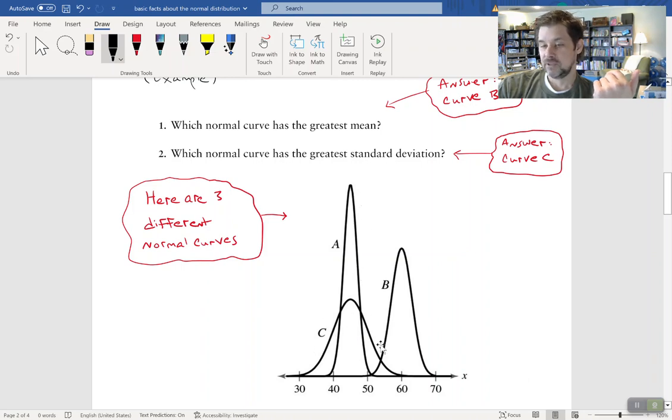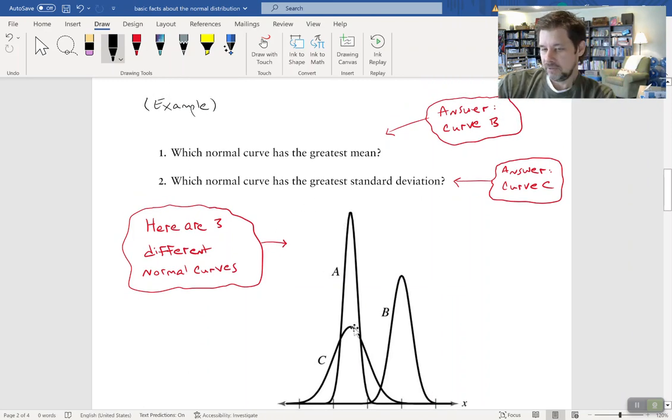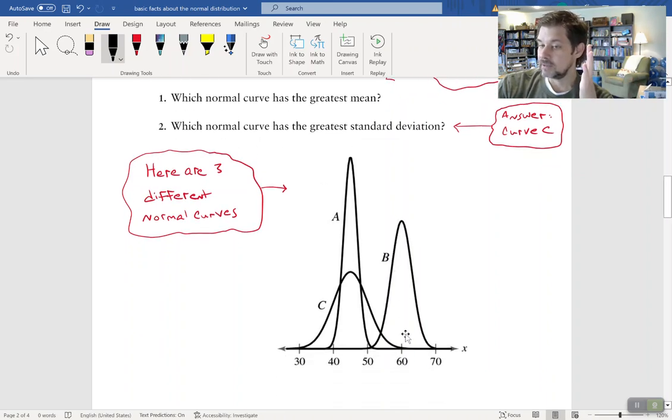Curve C is much wider, and curve B is kind of in between. So it says here, if we were to look at these and we can accept that they're all normal, which curve has the greatest mean? Well, the mean is right in the middle of the curve, right? With curves A and C, they look like they have the same mean, about 45. If this is 40 and that's 50, the middle of both curves A and C looks to be about 45. Okay, so I'd say they have a mean of about 45.